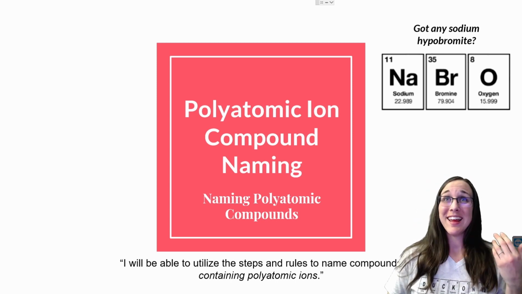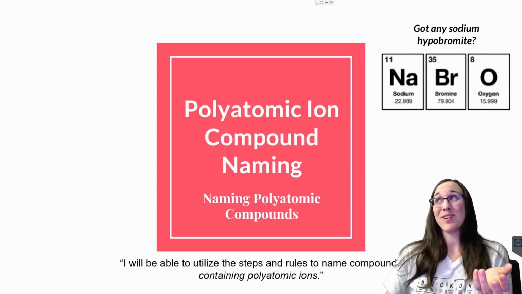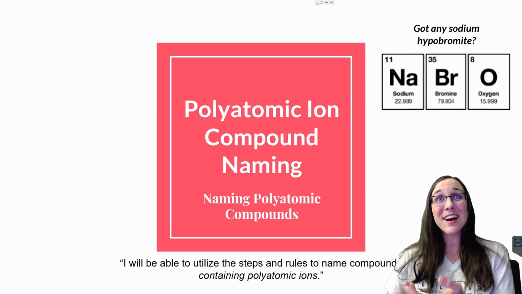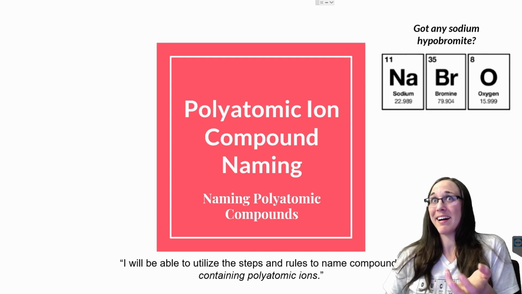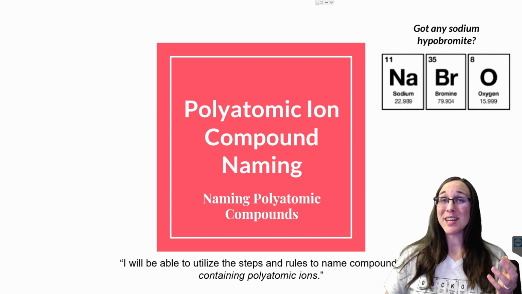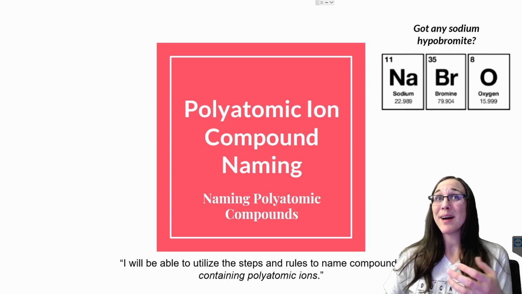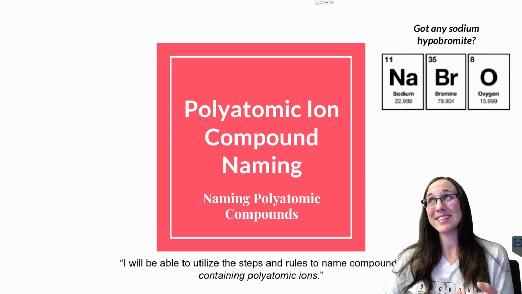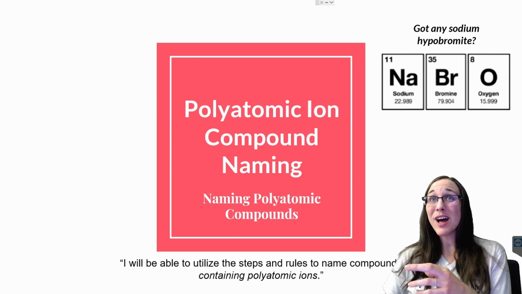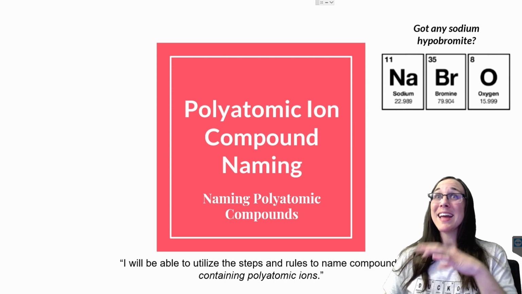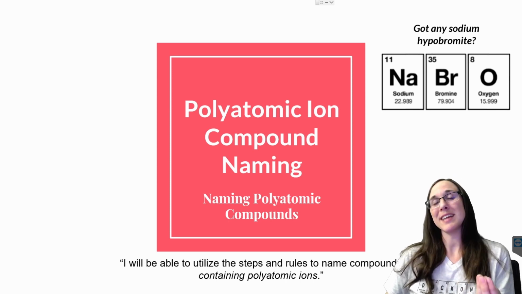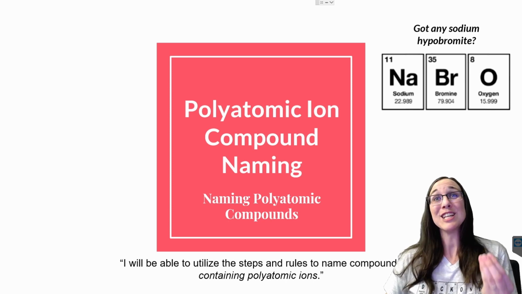I mean, we've got just the ions themselves, then we've got the transition metal ions, and then we've got polyatomic ions. So by the end of this video, you should be able to utilize, again, the steps for naming compounds containing polyatomic ions, either from the name to the formula or the formula to the name, and summarize all of the naming steps for ionic naming in general.